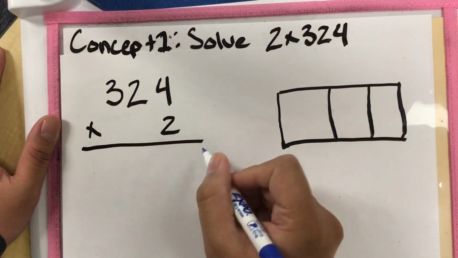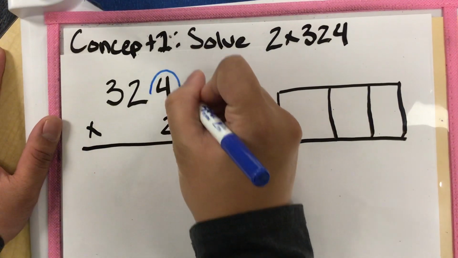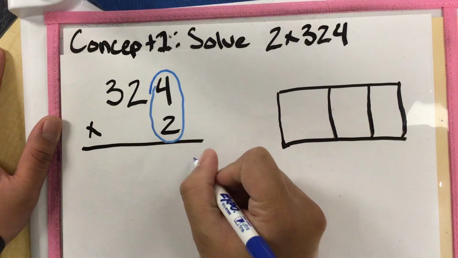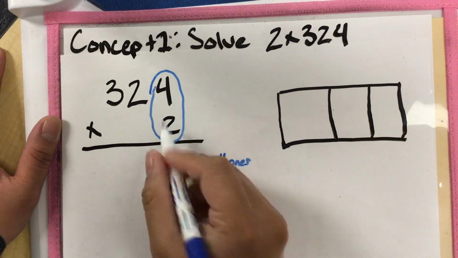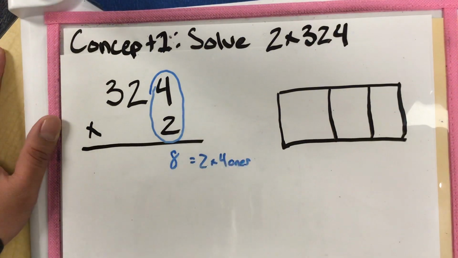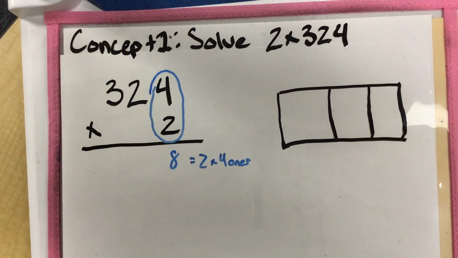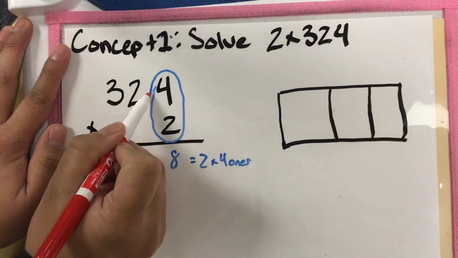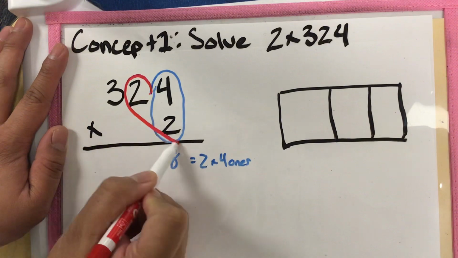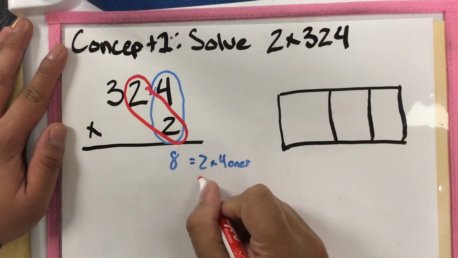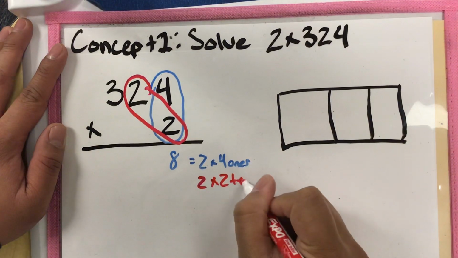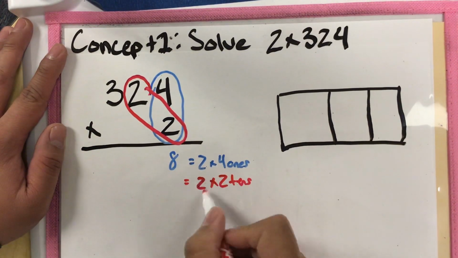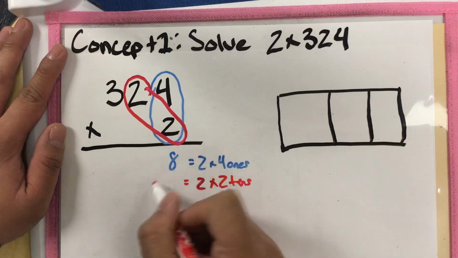Okay, so just like last time, we're going to start off with our ones. And this is 4 ones. So here we have 2 times 4 ones, and 2 times 4 equals 8. So that's my first step, in blue. And then we have 2 times 2 tens, because that 2 is in the tens place. So 2 times 2 tens equals 2 times 2 is 4, and 4 tens equals 40.